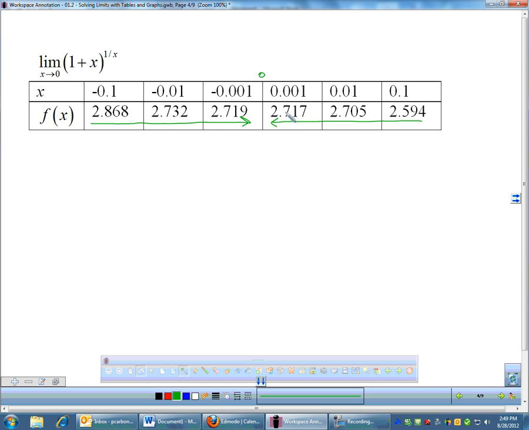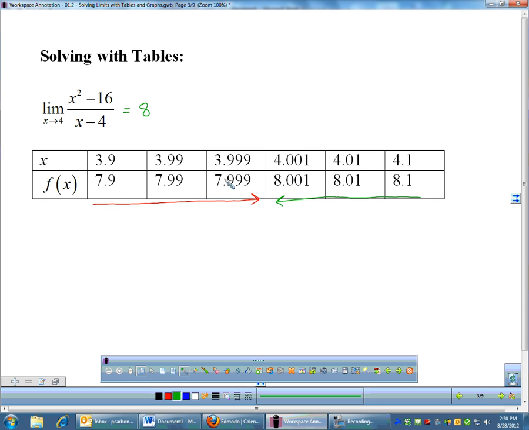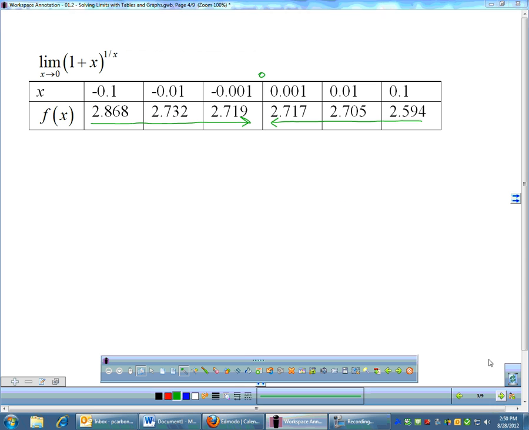This one is not as clear. On the one we just did, it looks pretty obvious that these things are going to meet at 8. This one is 2.719 and 2.717. I guess you could say these meet, if you're going to guess, 2.718. And if you said 2.717 or 2.719, I'm okay with that, but I'm going to go with 2.718.